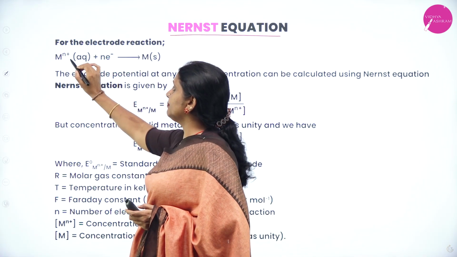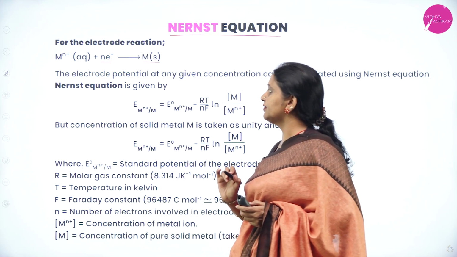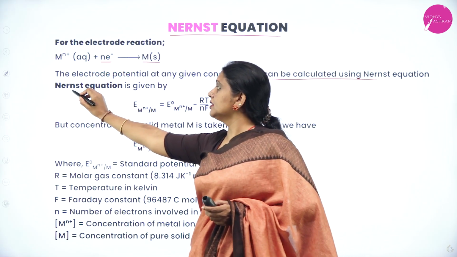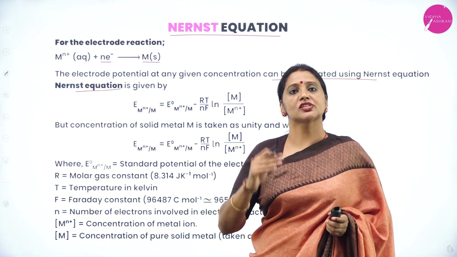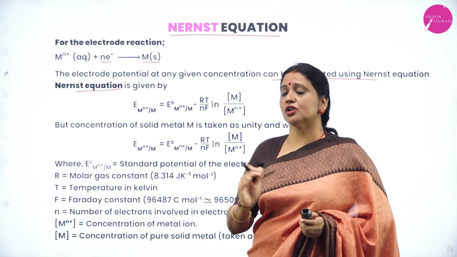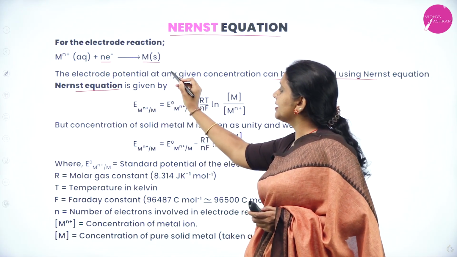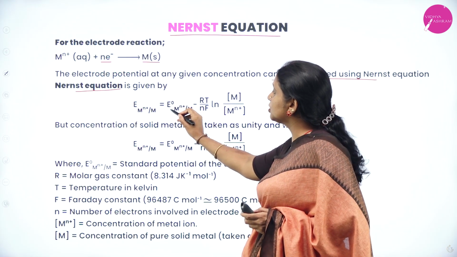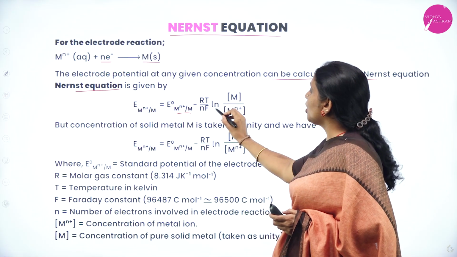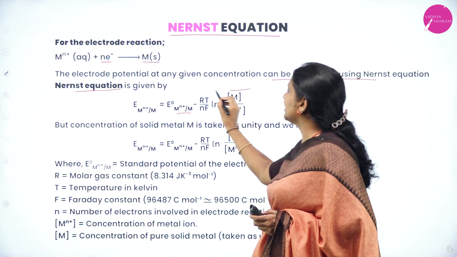In the general electrode reaction, a metal ion in aqueous medium takes n moles of electrons and becomes metal in solid form. The electrode potential at any concentration can be calculated using the Nernst equation. The electrode potential of a metal electrode is equal to the standard electrode potential minus RT by nF times the natural log of the molar concentration of the metal divided by the molar concentration of the metal ion.